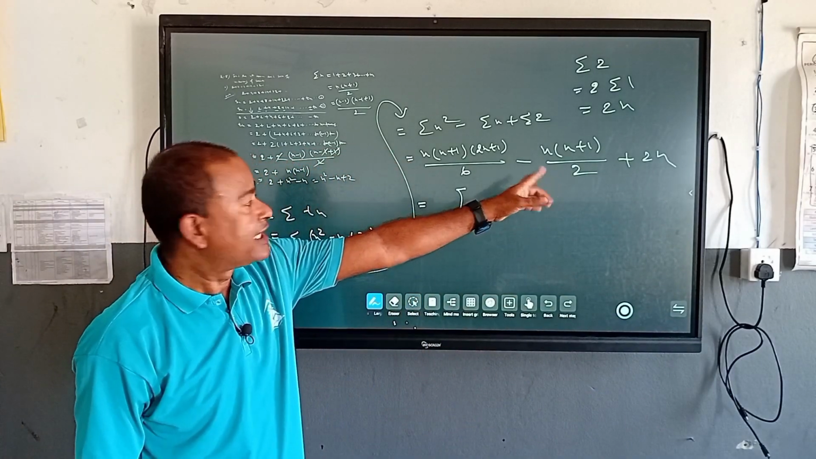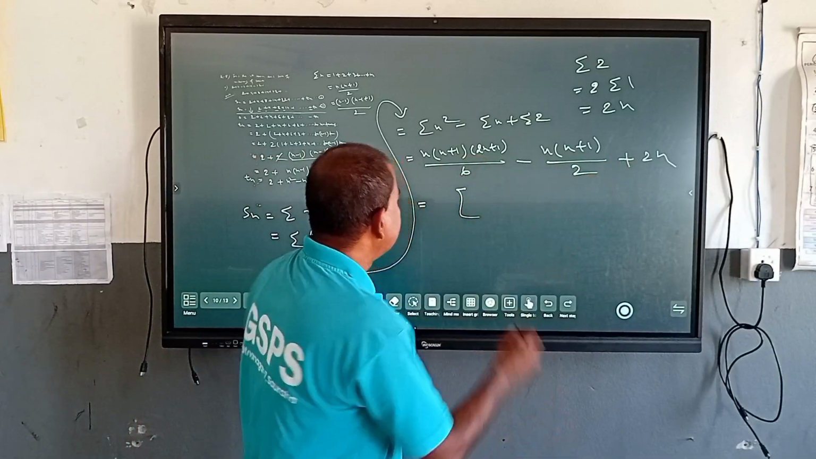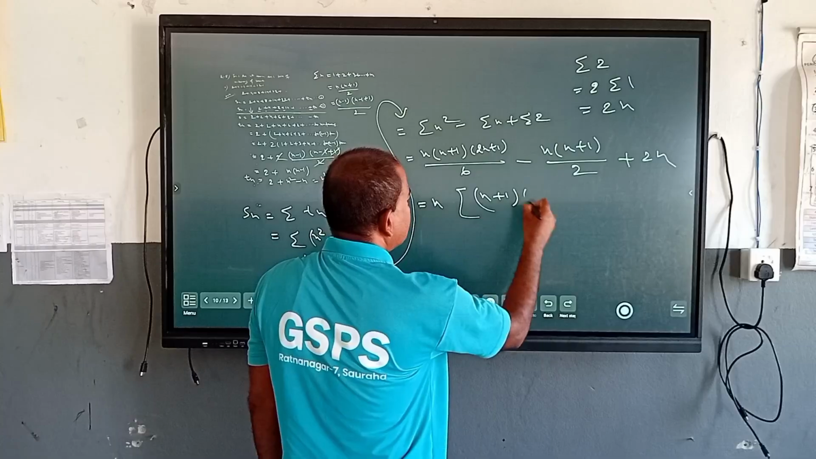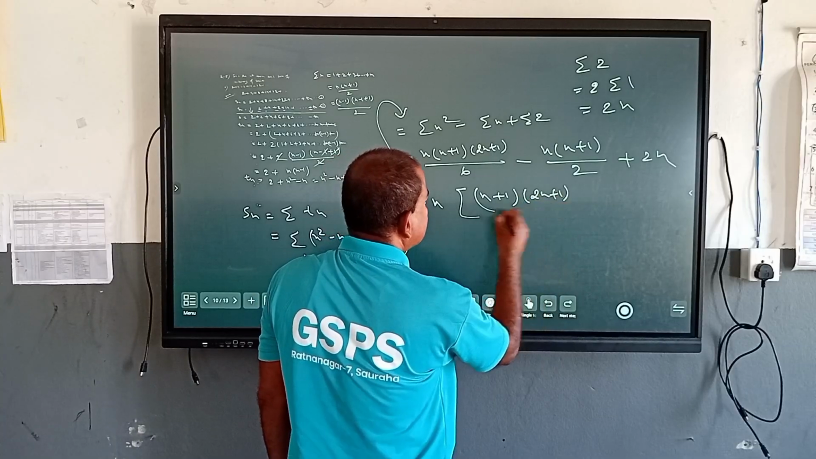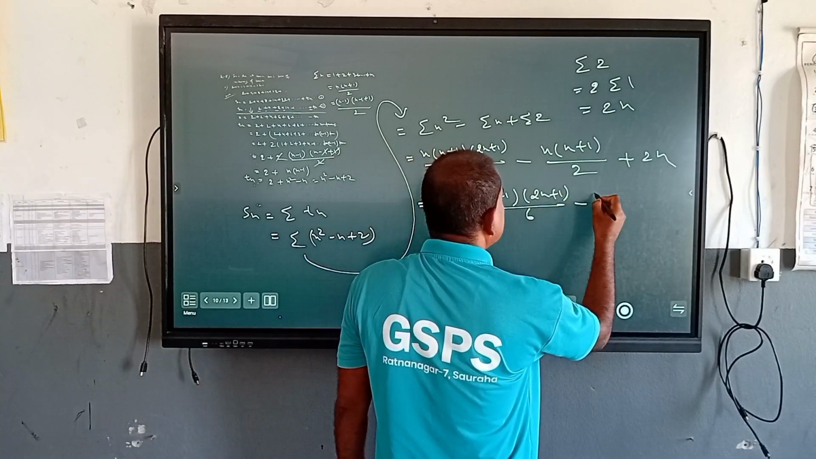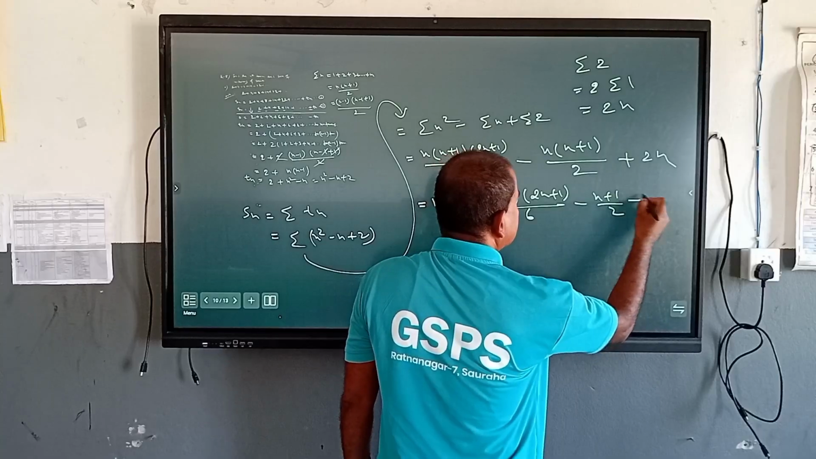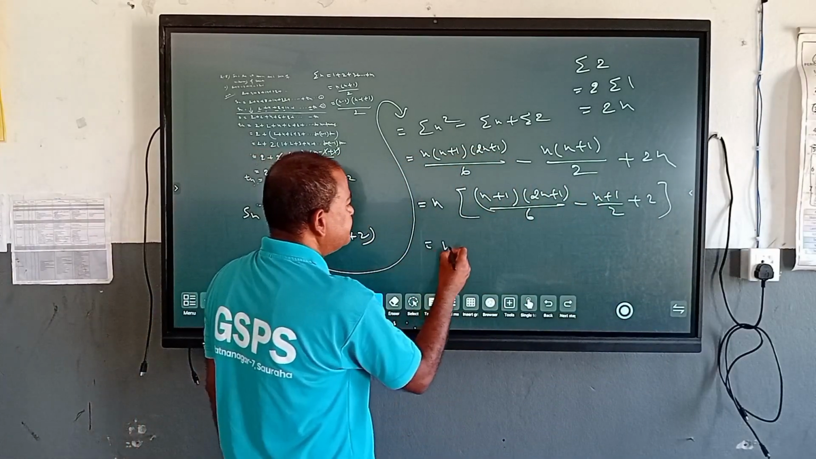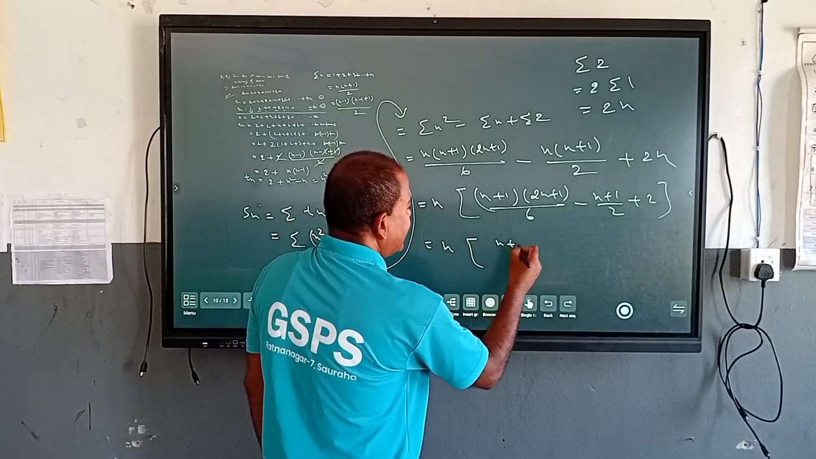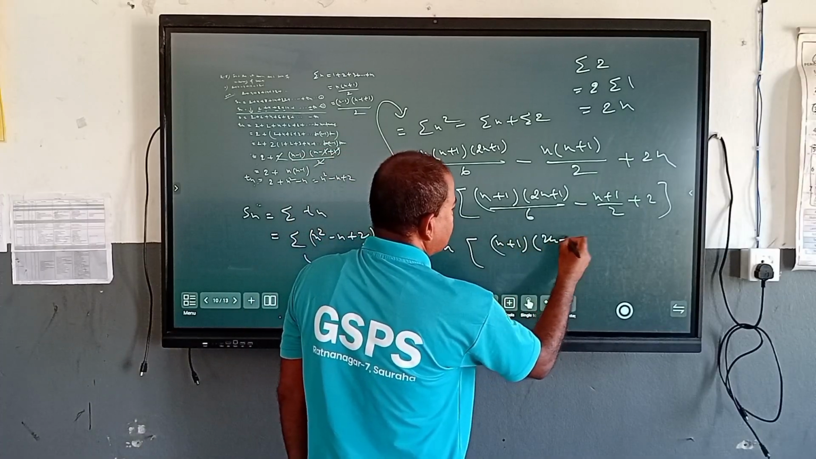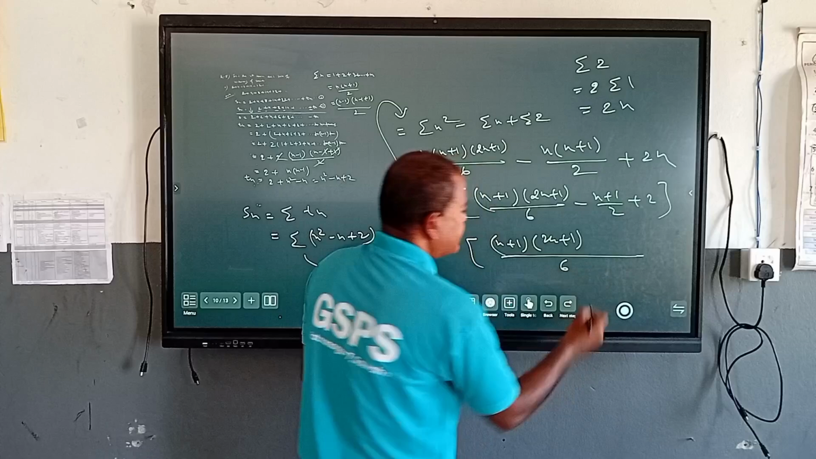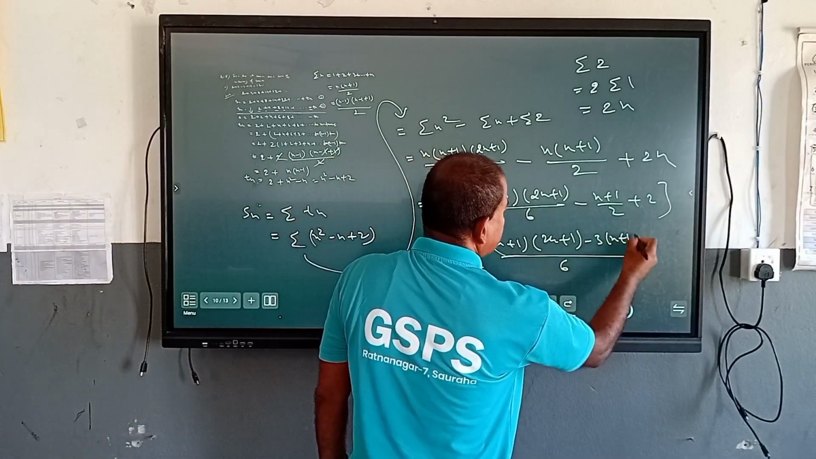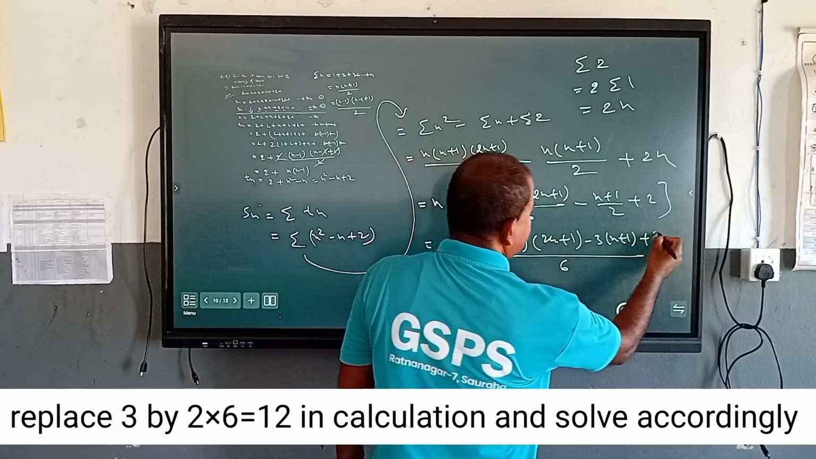Dear students, we can take n common from each term. So if we take n common, then the remaining term will be (n plus 1)(2n plus 1) divided by 6. So if we take n common from each term, we get this. Now the LCM is 6. If we take LCM 6, then the 2 and 3 multiply with the terms to give 6.